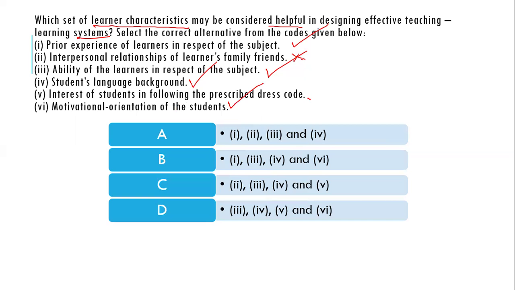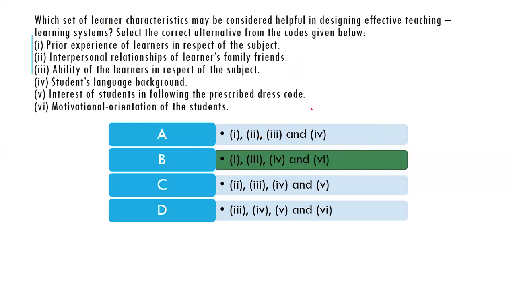So the first one, and then two is not. So 3, 4, 6. So 5 is not helpful in designing an effective teaching learning system. So the answer would be B. Yes, that is the right answer.